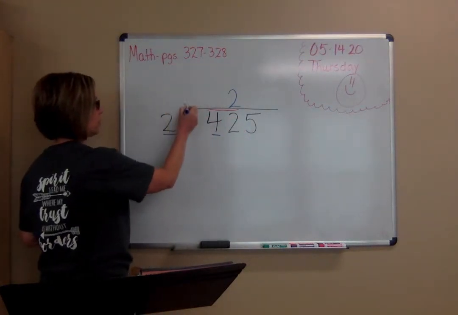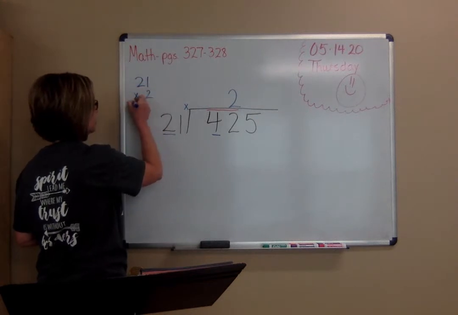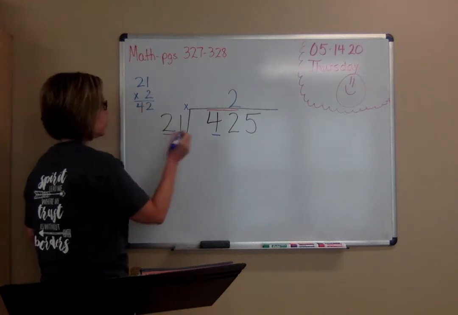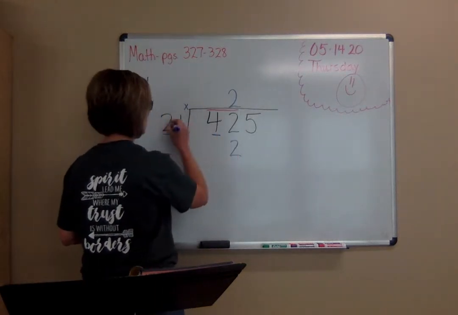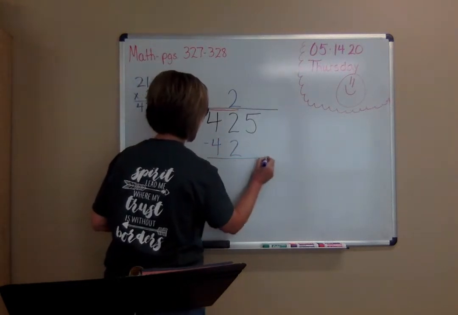Now at this point we're going to multiply. You can come over and say 21 times 2. 2 times 1 is 2. 2 times 2 is 4. Or 2 times 1 equals 2. 2 times 2 equals 4. Whichever you want to do there. It's your choice.